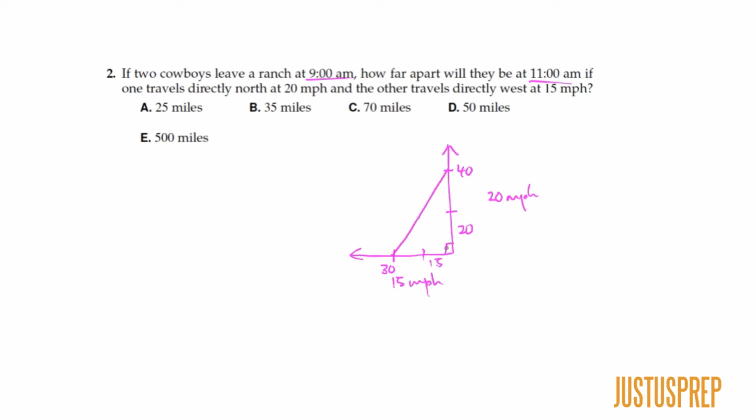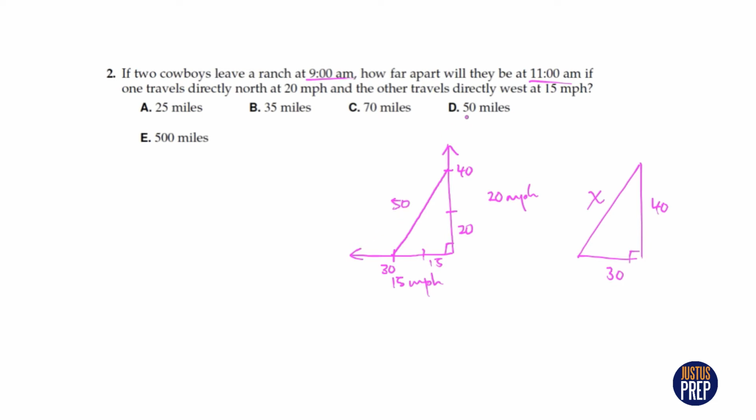We can draw this right triangle, and I'll redraw it here. This is 40, 30, and we want the hypotenuse. Well, if you know your Pythagorean triples, you know that this is a 3, 4, 5 Pythagorean triple. So this is really 30, 40, 50. So the answer here is 50.